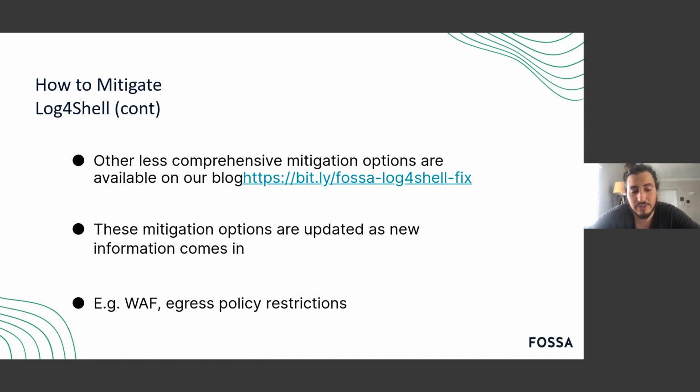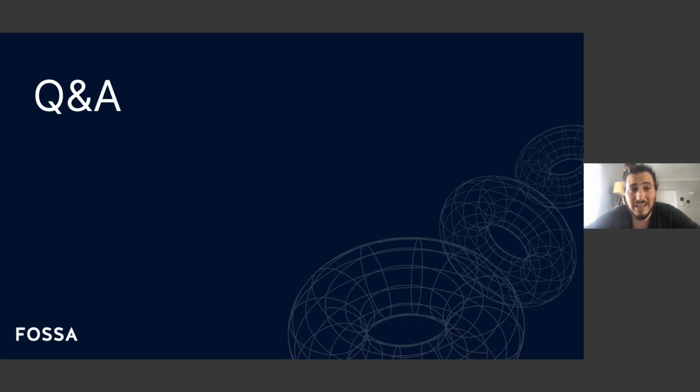For example, setting up a WAF or egress policy restrictions for your network are ways to protect yourself. But again, it isn't a full stopgap effort. You need to upgrade, and we recommend doing so as quickly and early as possible. So that is Log4Shell in a nutshell.